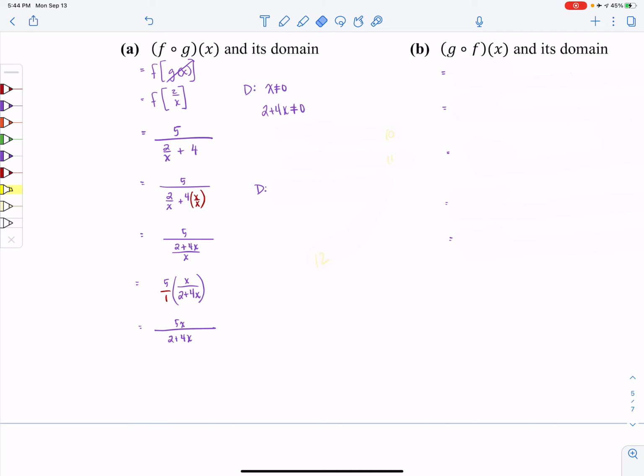But again, my denominator is not allowed to equal 0. So let's solve both of these. Well, the first one is already solved. No big deal there. To solve the second one, you'll want to subtract 2 and divide by 4. And so that means that x is not allowed to equal -1/2.